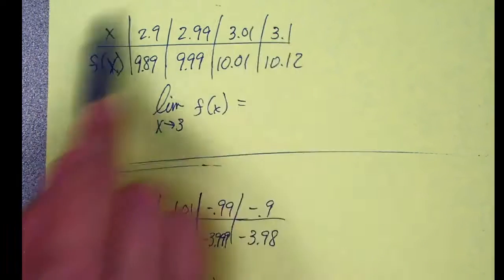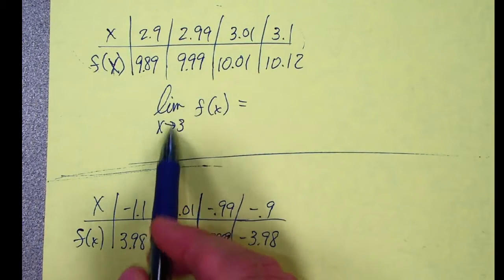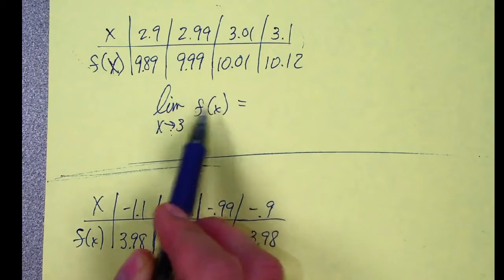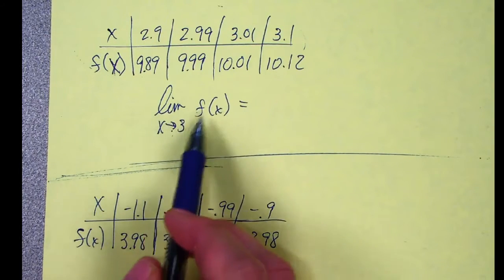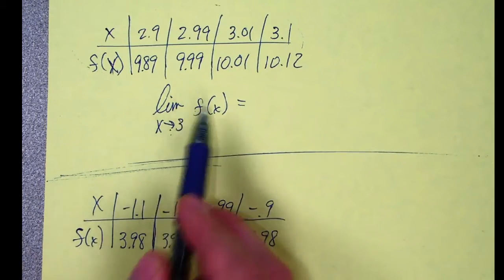What we're looking at here is I got this table, and this is some equation. I don't know what it is. It doesn't matter. And I want to know, as x gets closer and closer to 3, what does it look like the y value is doing? Again, remember that f of x and y are the same idea. So as x gets closer and closer to 3, what is the y value doing?